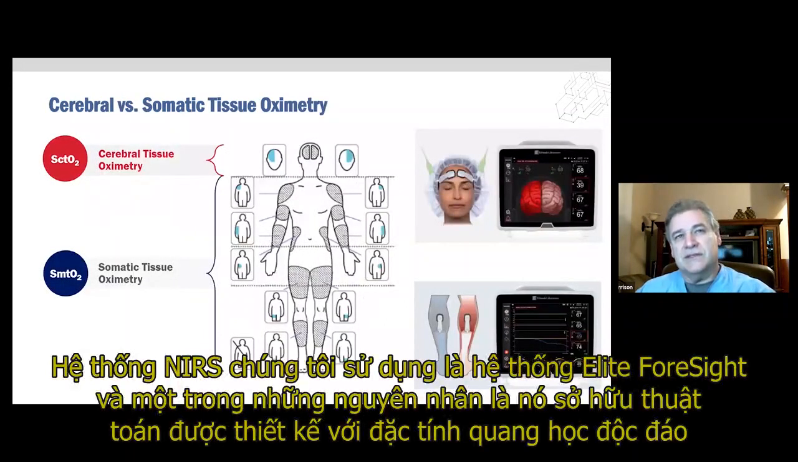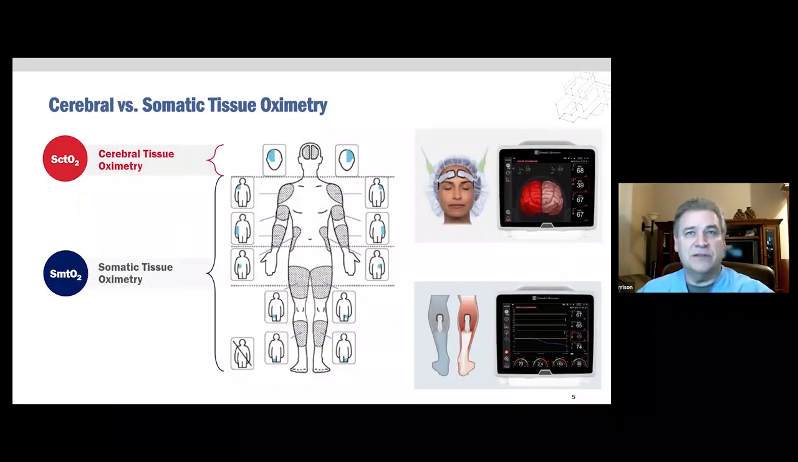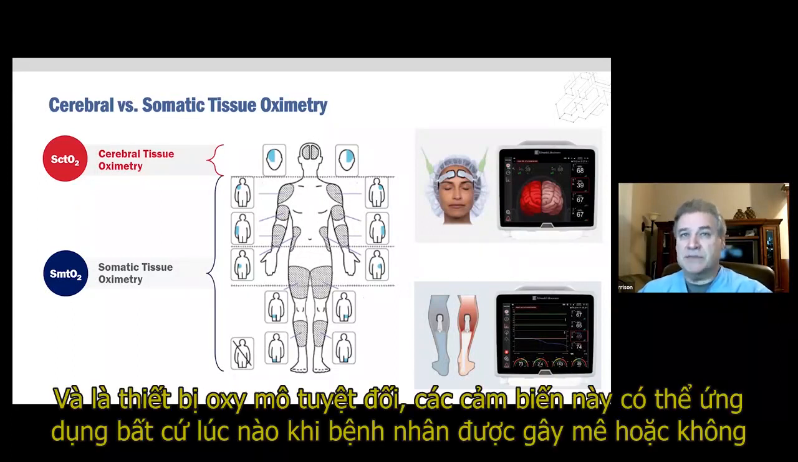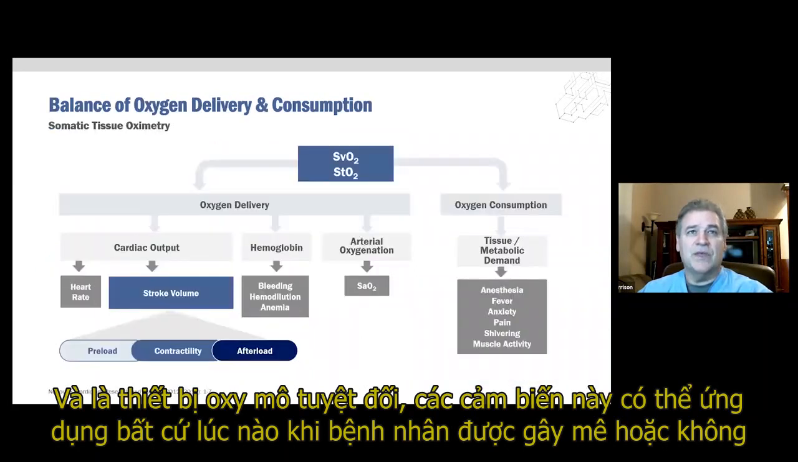The NIRS system we use is the Edwards Foresight Elite system. And one of the reasons is that it possesses an algorithm that is tailored to the unique optical properties of both cerebral and skeletal muscle sites. It compensates for the effects of skin pigmentation and melanin, and as an absolute tissue oximetry device, the sensors can be applied at any time, whether the patient is anesthetized or not.